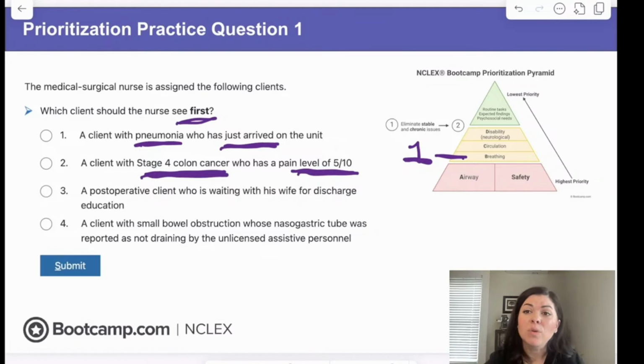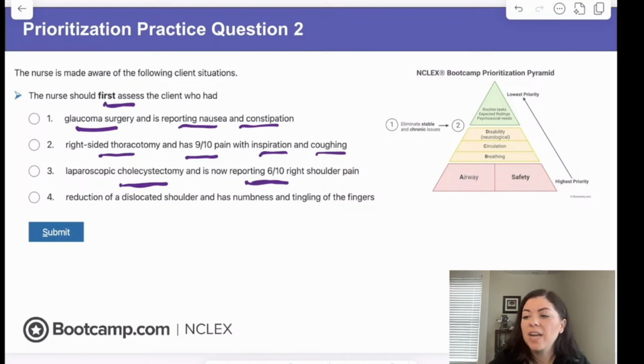The nurse is made aware of the following client situations. The nurse should first assess which client? So once again, this is another one of these priority questions that is asking us to identify the highest priority or most sick client. So let's look at our options. We have glaucoma surgery reporting nausea and constipation, a client with right-sided thoracotomy that has 9 out of 10 pain with inspiration and coughing, laparoscopic cholecystectomy, or gallbladder removal, that's reporting 6 out of 10 right shoulder pain, and a client that had a reduction of a dislocated shoulder and has numbness and tingling of the fingers. So what do you guys think?